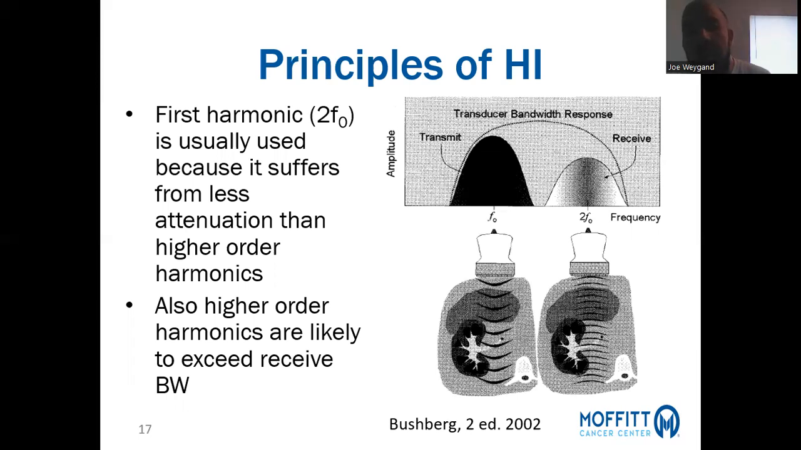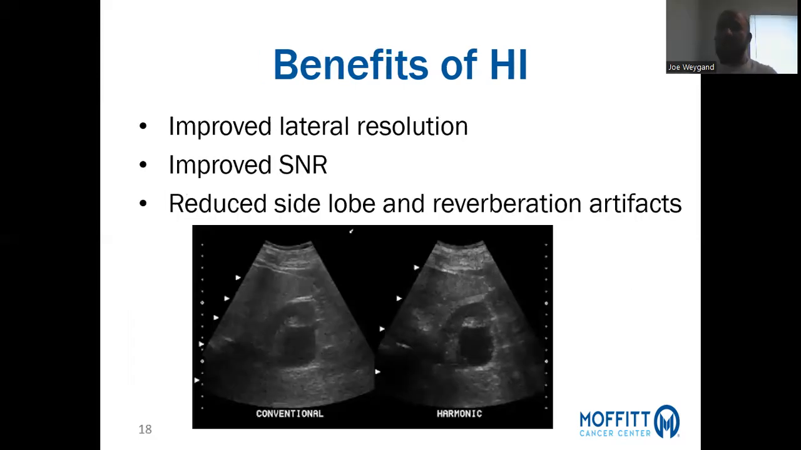Also, the first harmonic is good because it typically does not exceed the received bandwidth, as shown here in the top right figure. And the benefits of harmonic imaging are that it allows you to improve lateral resolution, although you slightly degrade axial resolution, and it greatly improves the SNR. And also, you reduce side lobe and reverberation artifacts, which we'll discuss in a little bit more detail later in the lecture.